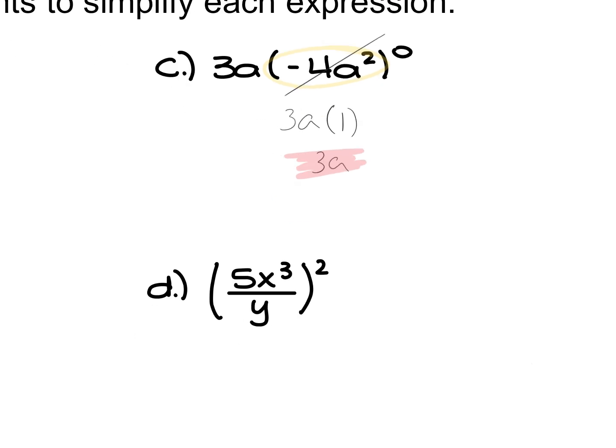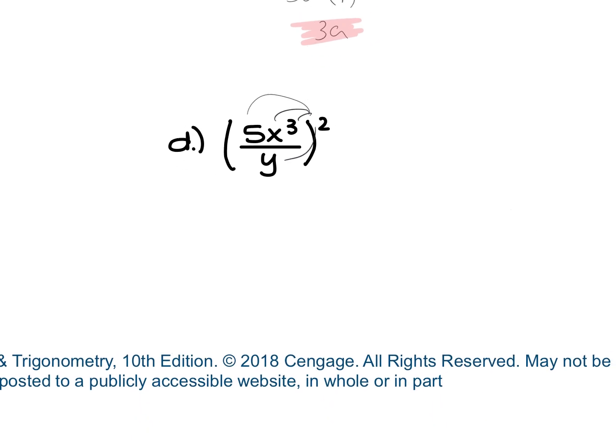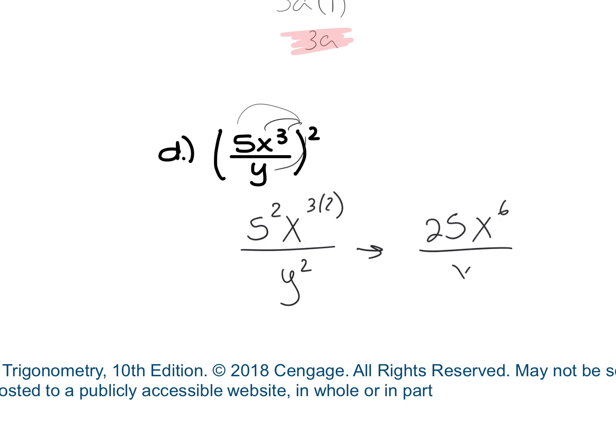And then for D, we're using the same property. We're going to distribute into all of the terms. So we end up with y squared, x to the 3 times 2, and y to the 2nd power. That's going to simplify to 25, x to the 6, y squared as our final answer.